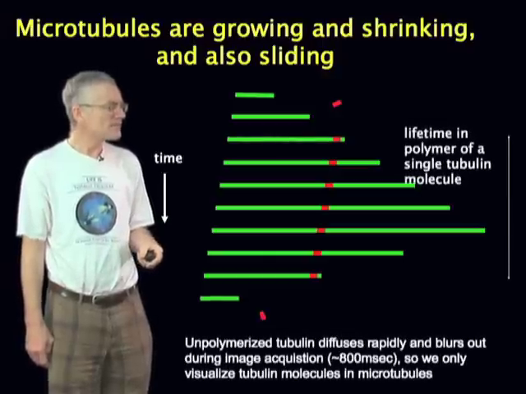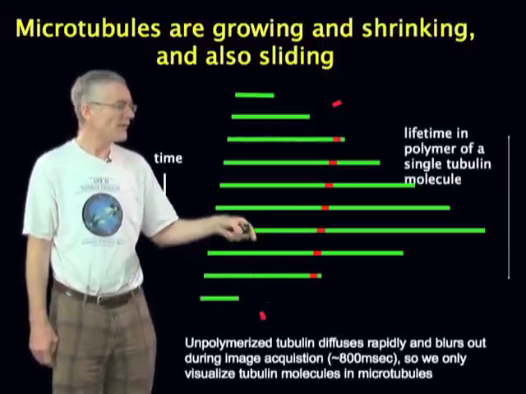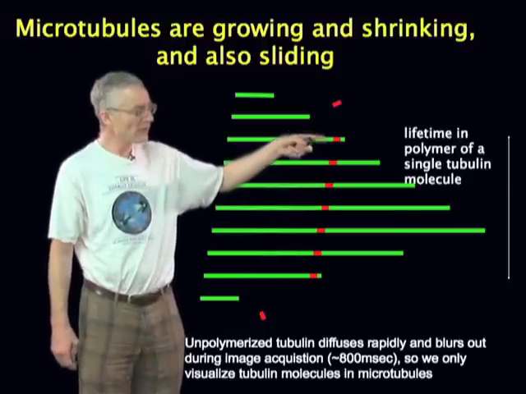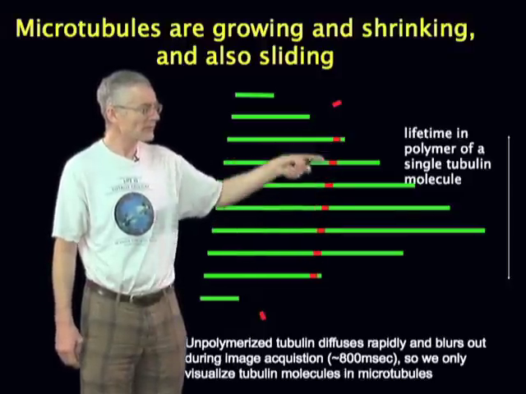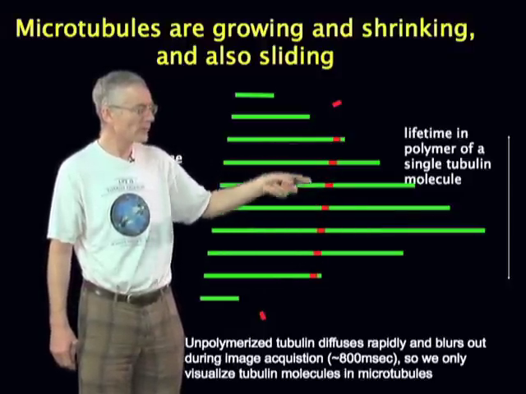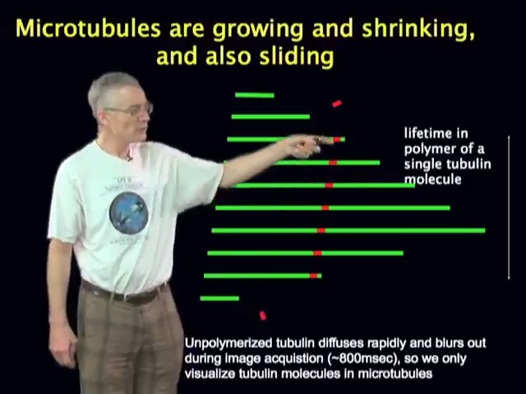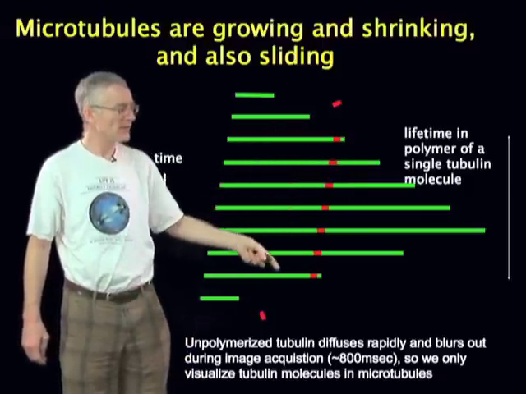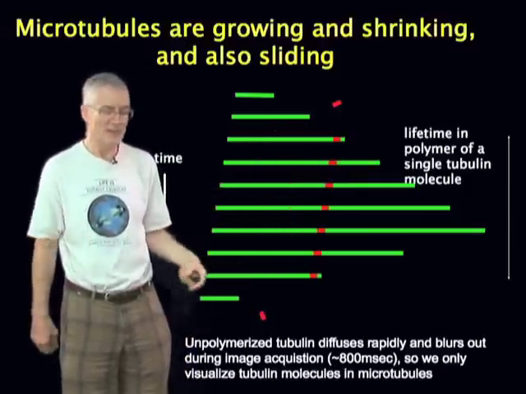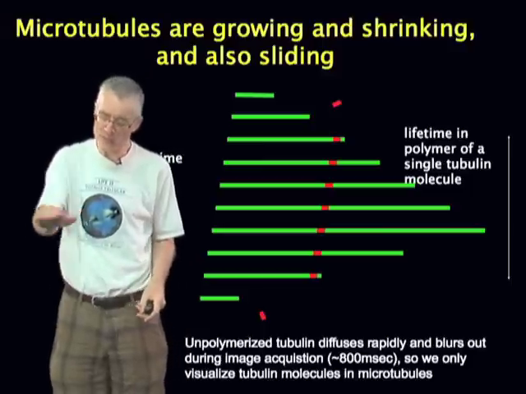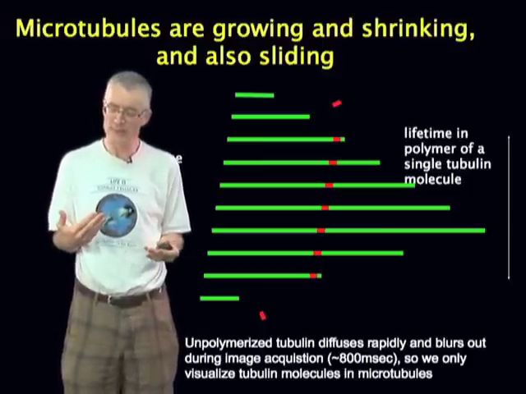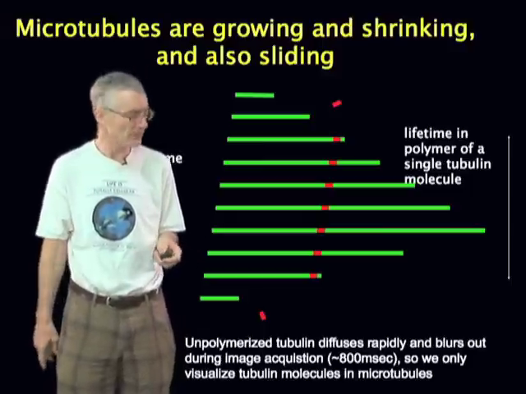So we can actually measure the lifetime in polymer of a single tubulin molecule by seeing how long we can track it for. And then if you watch the spot moving, I've shown here moving towards me, we can also track the whole microtubule sliding. It's a kind of fiducial mark, if you will, for the microtubule sliding.